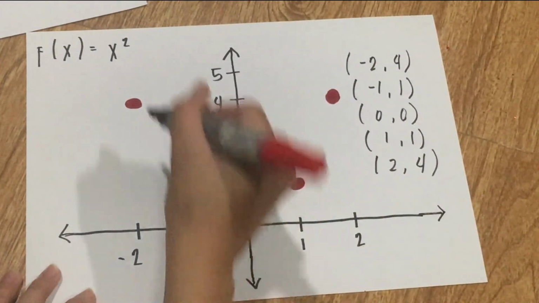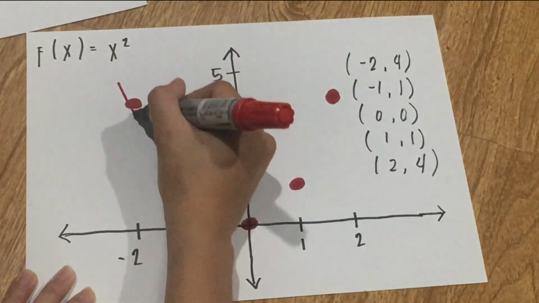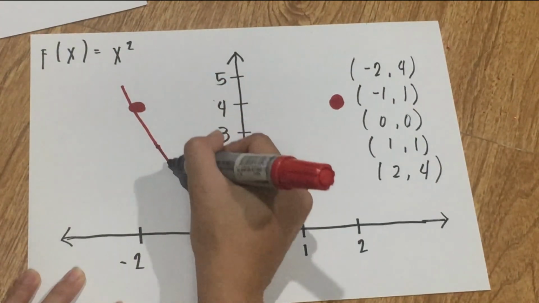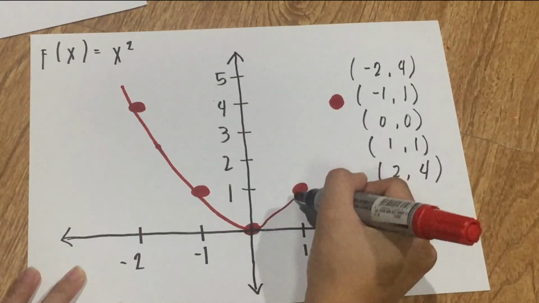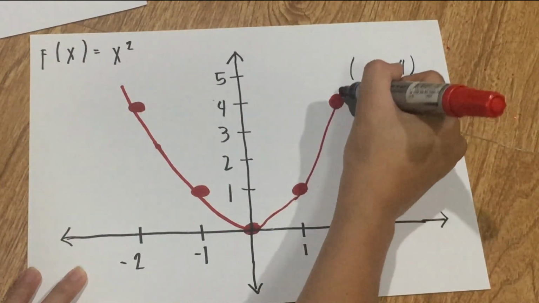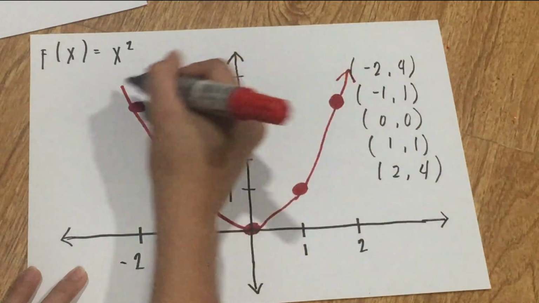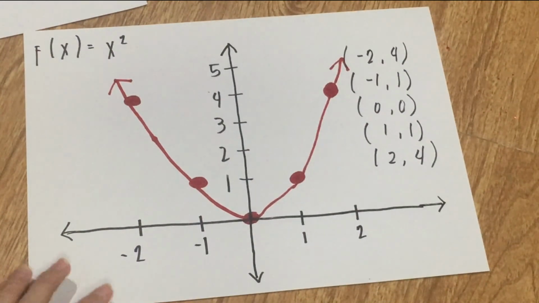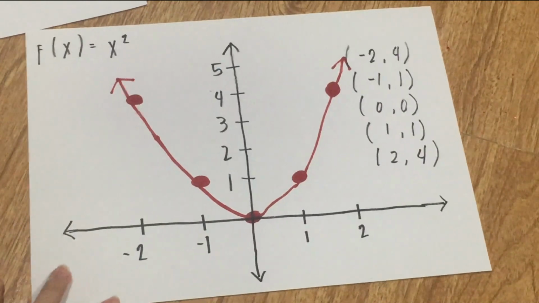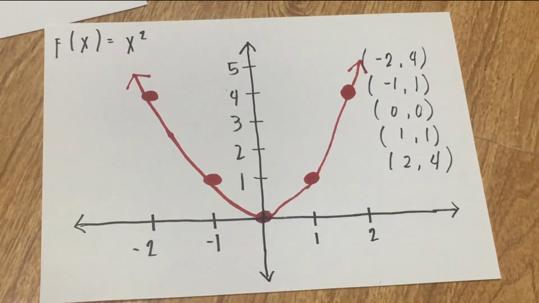So we will trace now. Sorry for the trace. So this given example is not a linear function. It is a quadratic function.